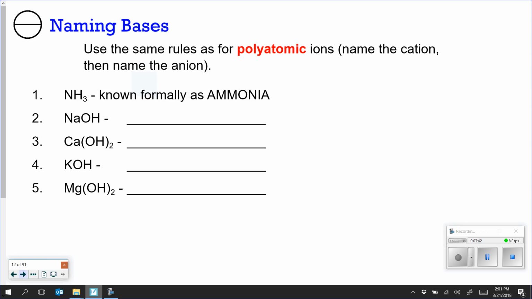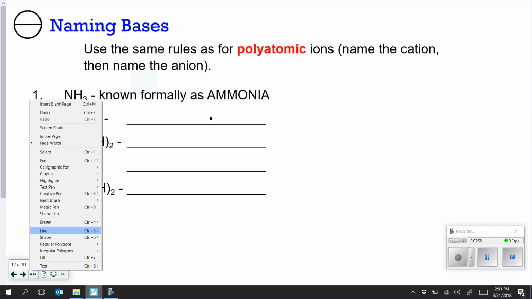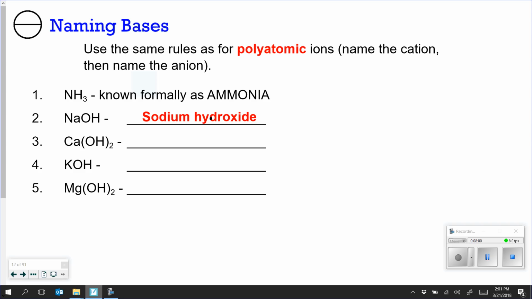When we're naming bases, again, this is a refresher slide, so if you need more information, go back to the nomenclature unit. But we're going to use the same rules as for polyatomic ions. So, first we've got NH3, which is known formally as ammonia. NaOH is going to be sodium hydroxide. You name your cation, then you name your anion.